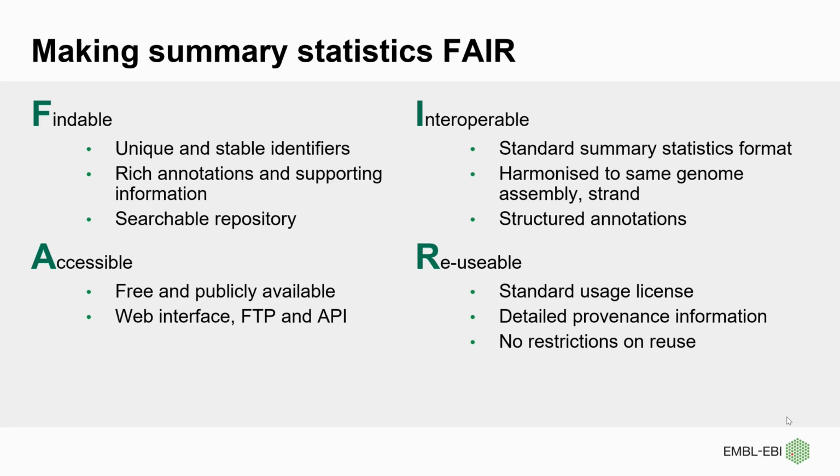We also have a number of features in place to make the summary statistics collection FAIR. That means findable, accessible, interoperable, and reusable. These include providing unique and stable identifiers for each set of summary statistics, giving them rich annotations and supporting information, and packaging all of them together into a searchable resource. It's free to access and publicly available through a web interface, via FTP, and an API. And we enable interoperability across datasets by requiring a consistent standard summary statistics format for all submissions.